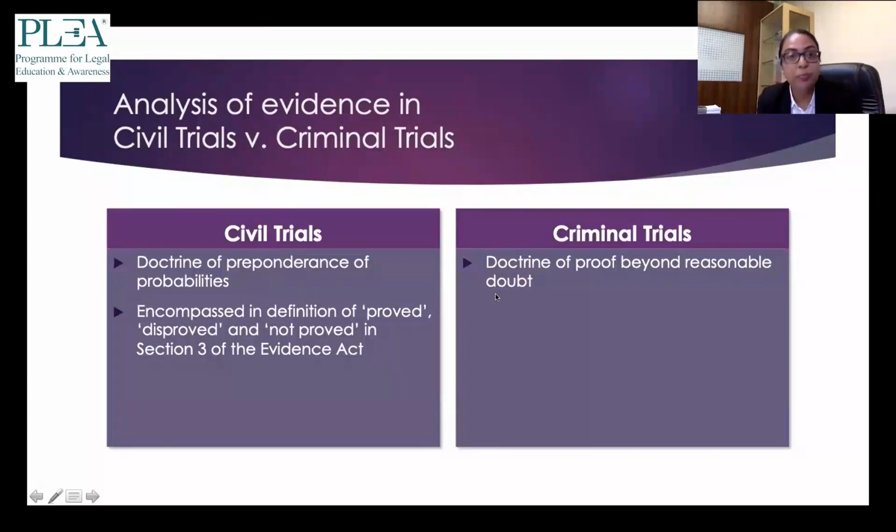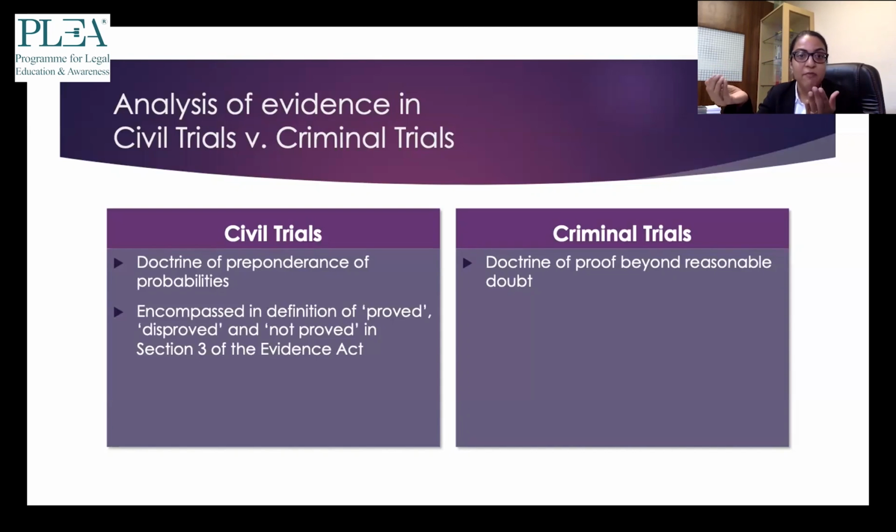Now, we come to the difference in analysis of evidence in civil trials versus criminal trials. In civil trials, while analyzing the evidence, the court looks at a doctrine called the doctrine of preponderance of probabilities. Now, what exactly is this doctrine? For the court to decide whether a particular alleged fact exists, it will look at all the facts brought on record by the plaintiff, all the facts brought on record by the defendant, and then it will weigh them.